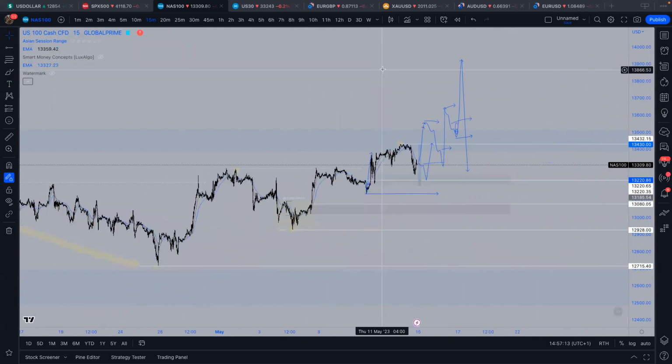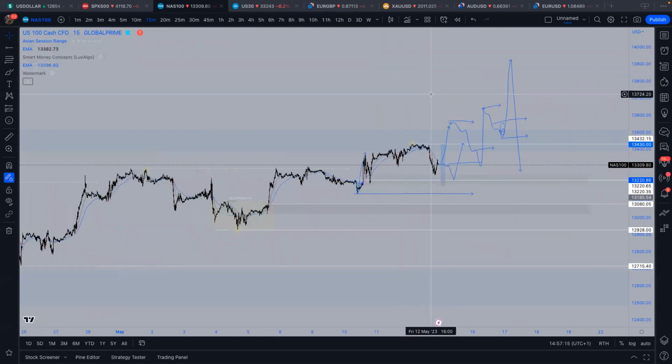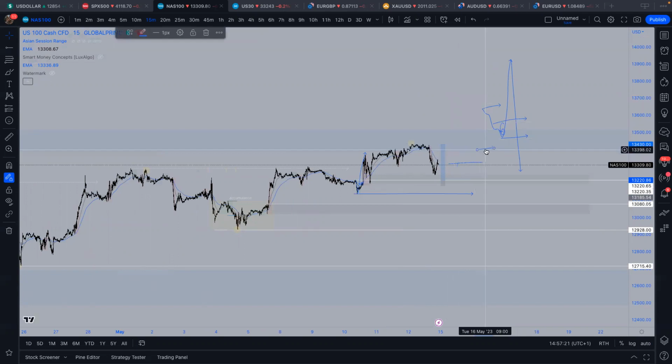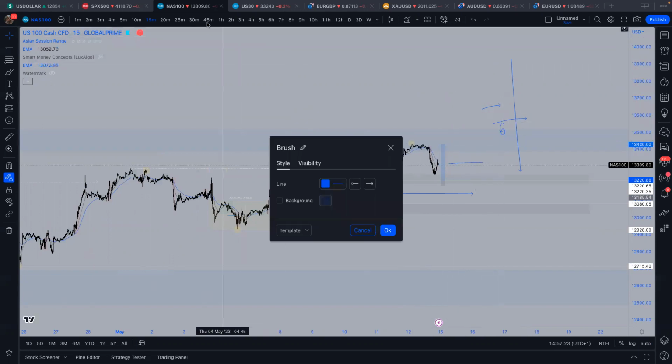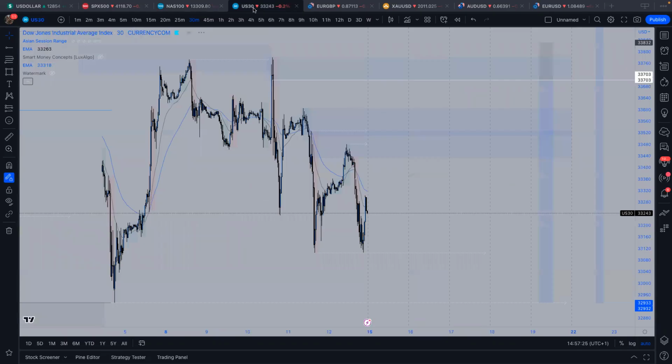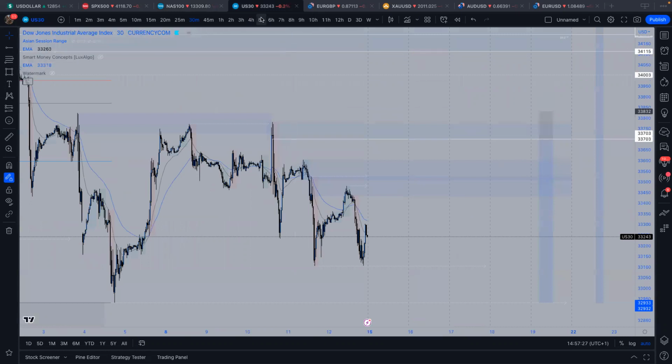Yeah. So that is NAS. At the current point, again, I do want to see what is maybe going to happen, but we will have to see what does. Okay, cool. US 30 again.